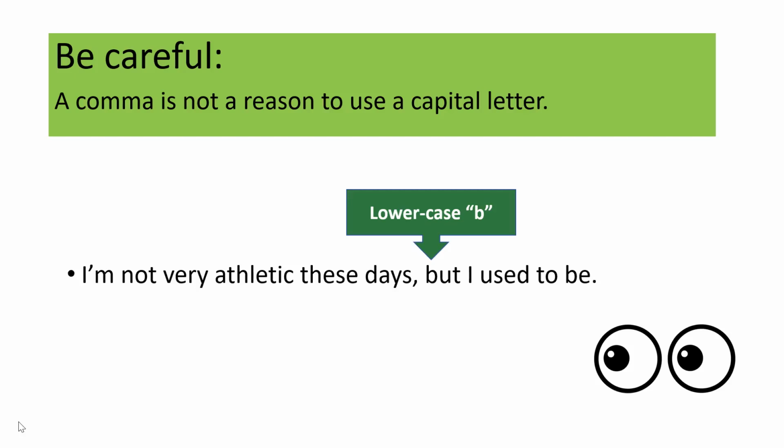When we have a comma, we're putting a little break inside of a sentence, but we're not starting a new sentence. So keep a lowercase b in that situation. After a comma, generally you're going to use a lowercase letter.